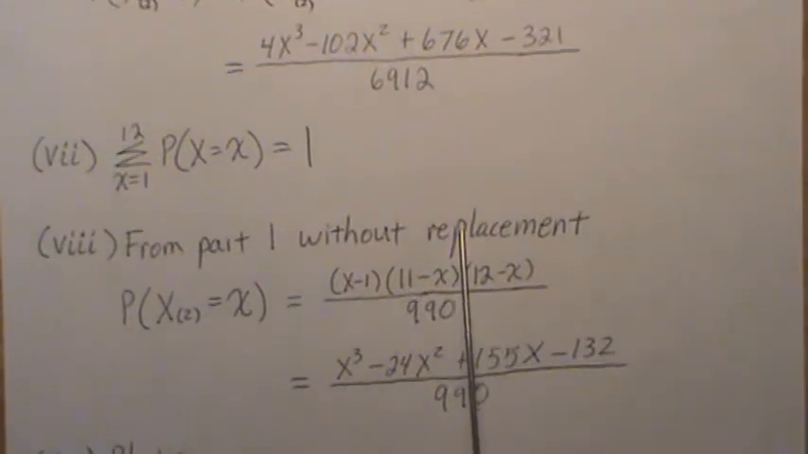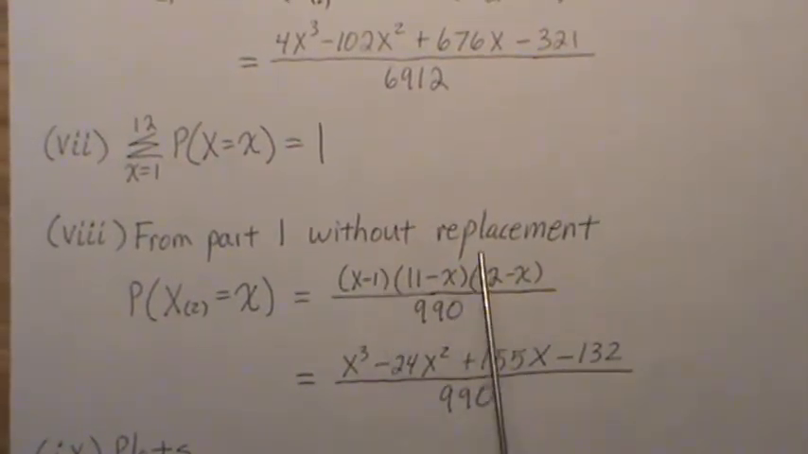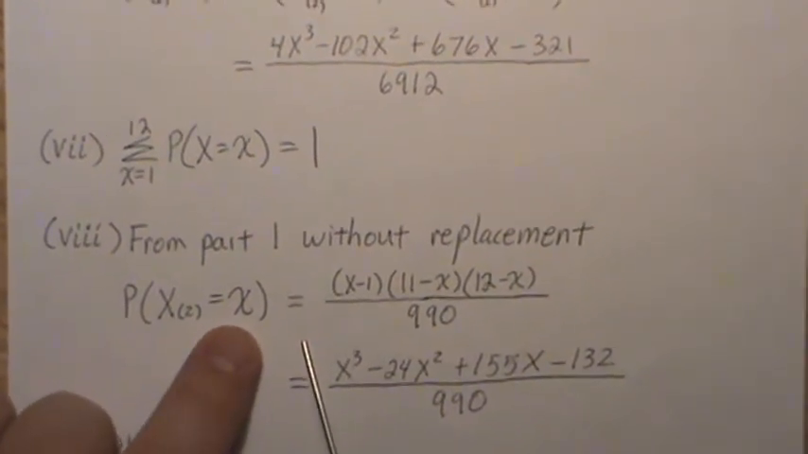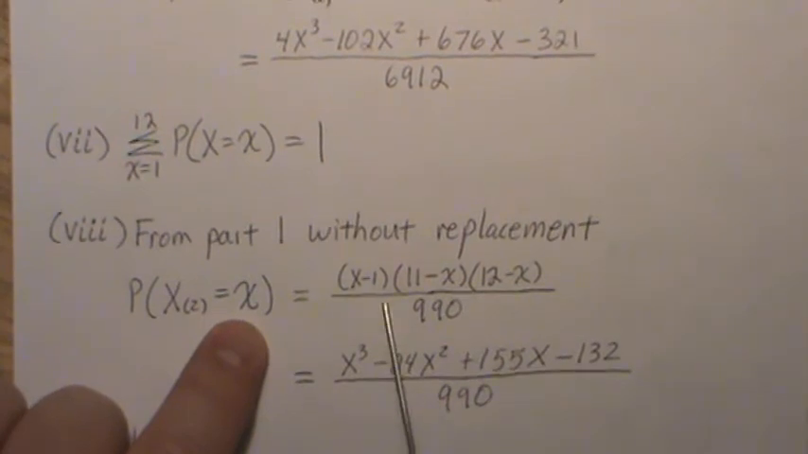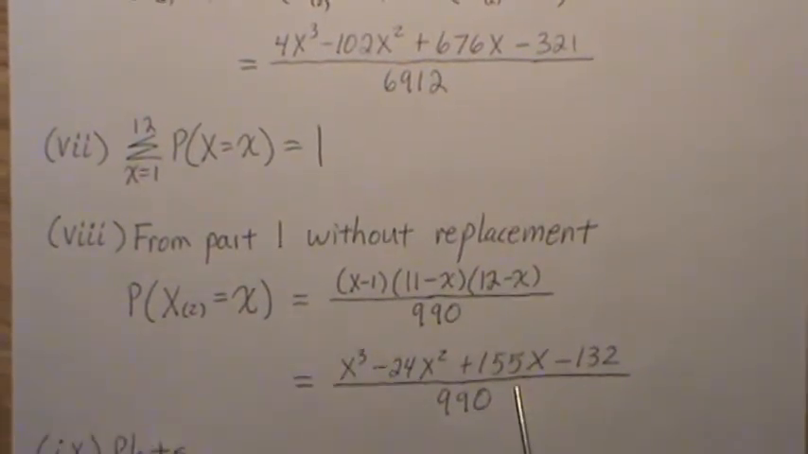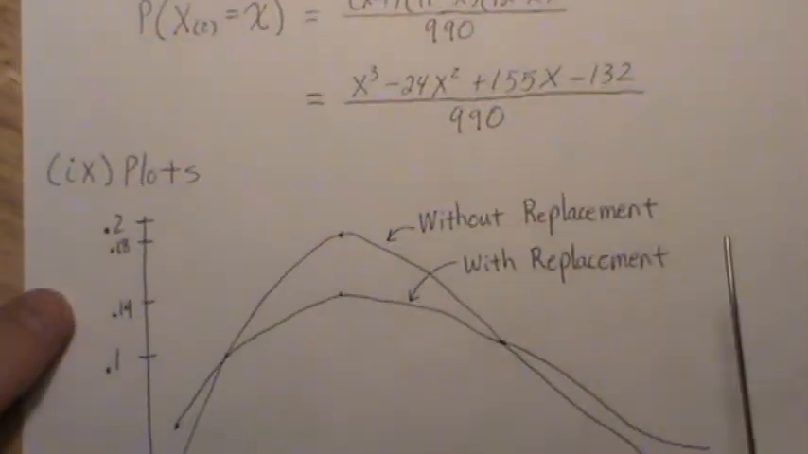But as a reminder from part 1, without replacement, we determined that the probability of the second smallest value being equal to x was this. And then if you expand this into a third order polynomial, we get this, right? And this also sums to 1, if you sum it from 1 to 12.